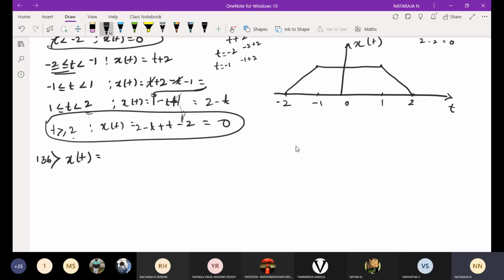x of t is equal to r of t plus 3, minus 2 r of t plus 2, plus 2 r of t, minus r of t minus 1. Try this problem.